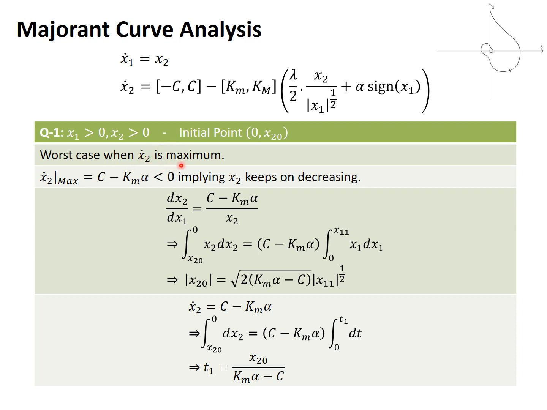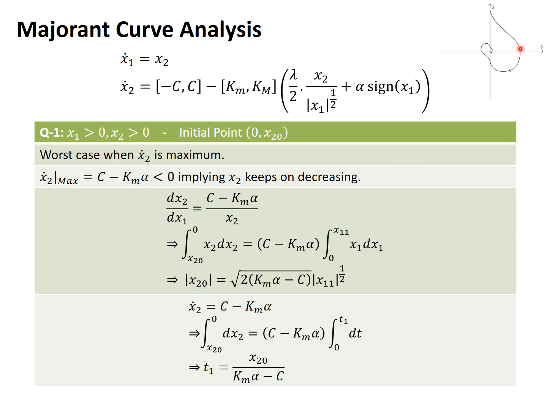So, the maximum value of x2 dot then is C minus Km alpha, and by our condition, this has been taken as negative. So, this is the idea behind the first condition on the controller parameters. We see what x2 dot maximum is and then we make that maximum less than 0. So, there is no way but for x2 to decrease everywhere in quadrant 1. So, x2 keeps on decreasing.